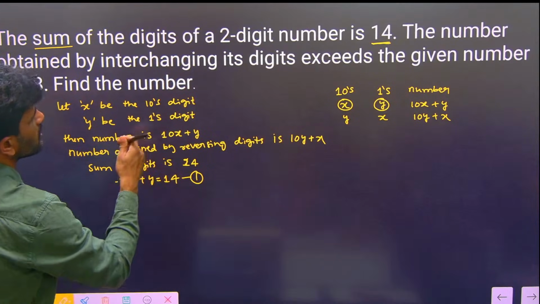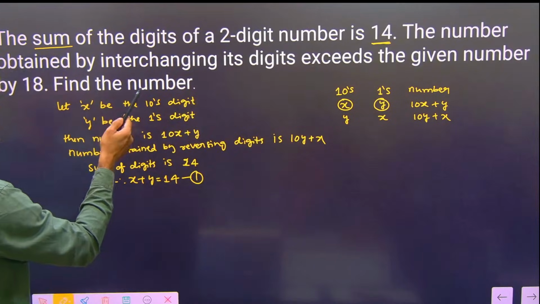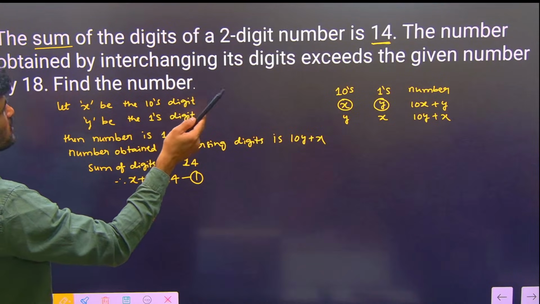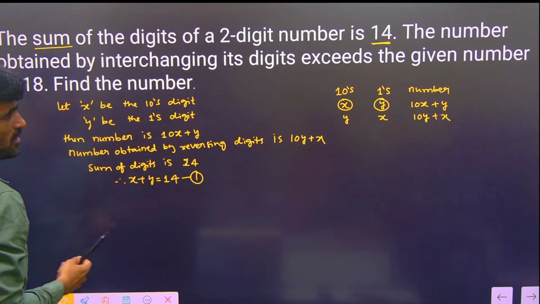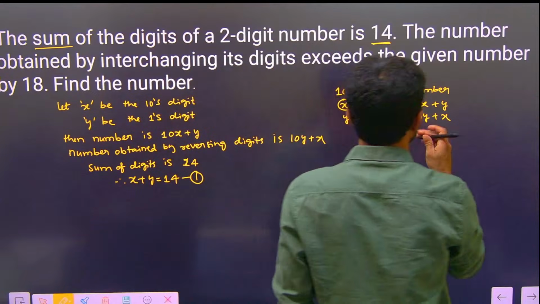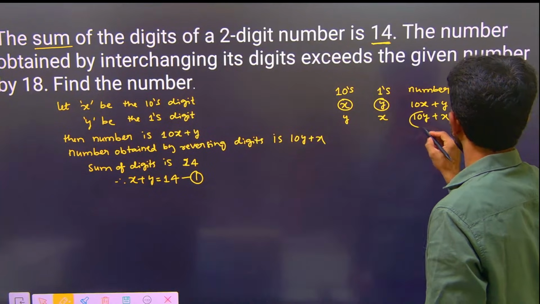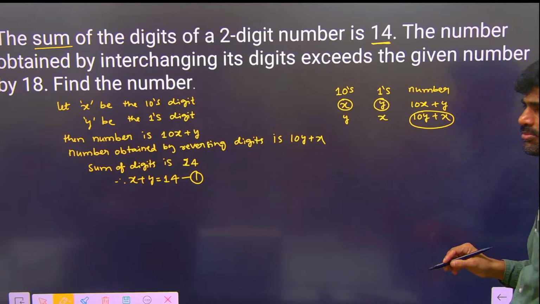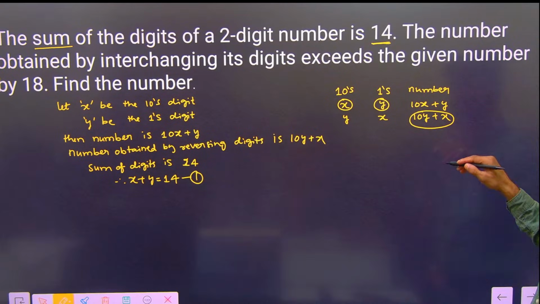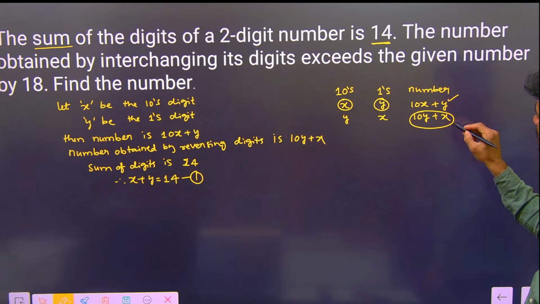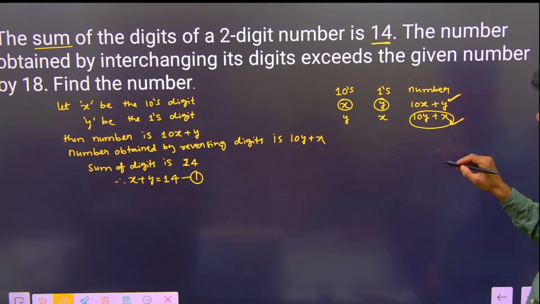One more piece of information is given. The number obtained by interchanging the digits exceeds the original number by 18. That means 10y plus x is obtained by interchanging the digits, and this is the original number. The number obtained by interchanging the digits is exceeding the given number. This is more, this is less.